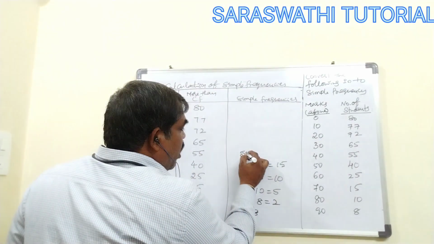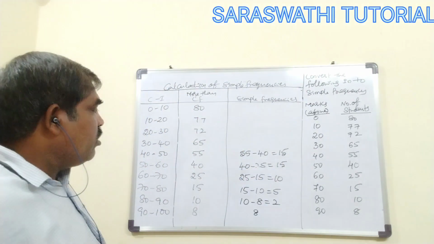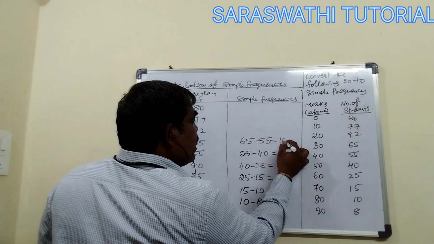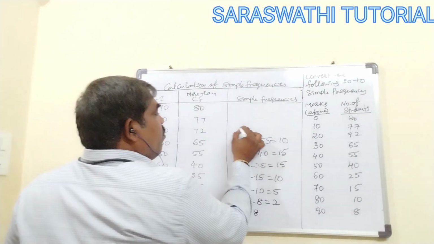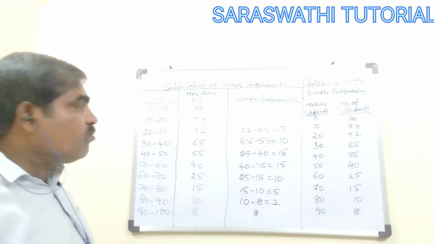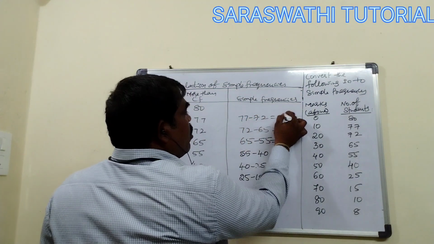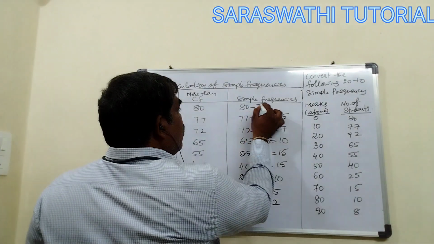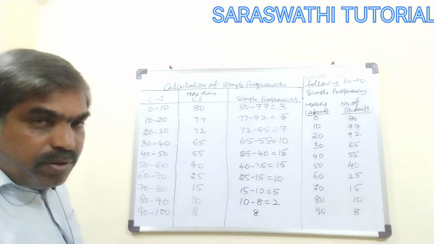And 55 minus 40, this is also 15. Then 65 minus 55, how much is it? 10. Right? Then 72 minus 65, which is 7. Then 77 minus 72, which is 5. Next, 80 minus 77, which is 3. These are the simple frequencies.